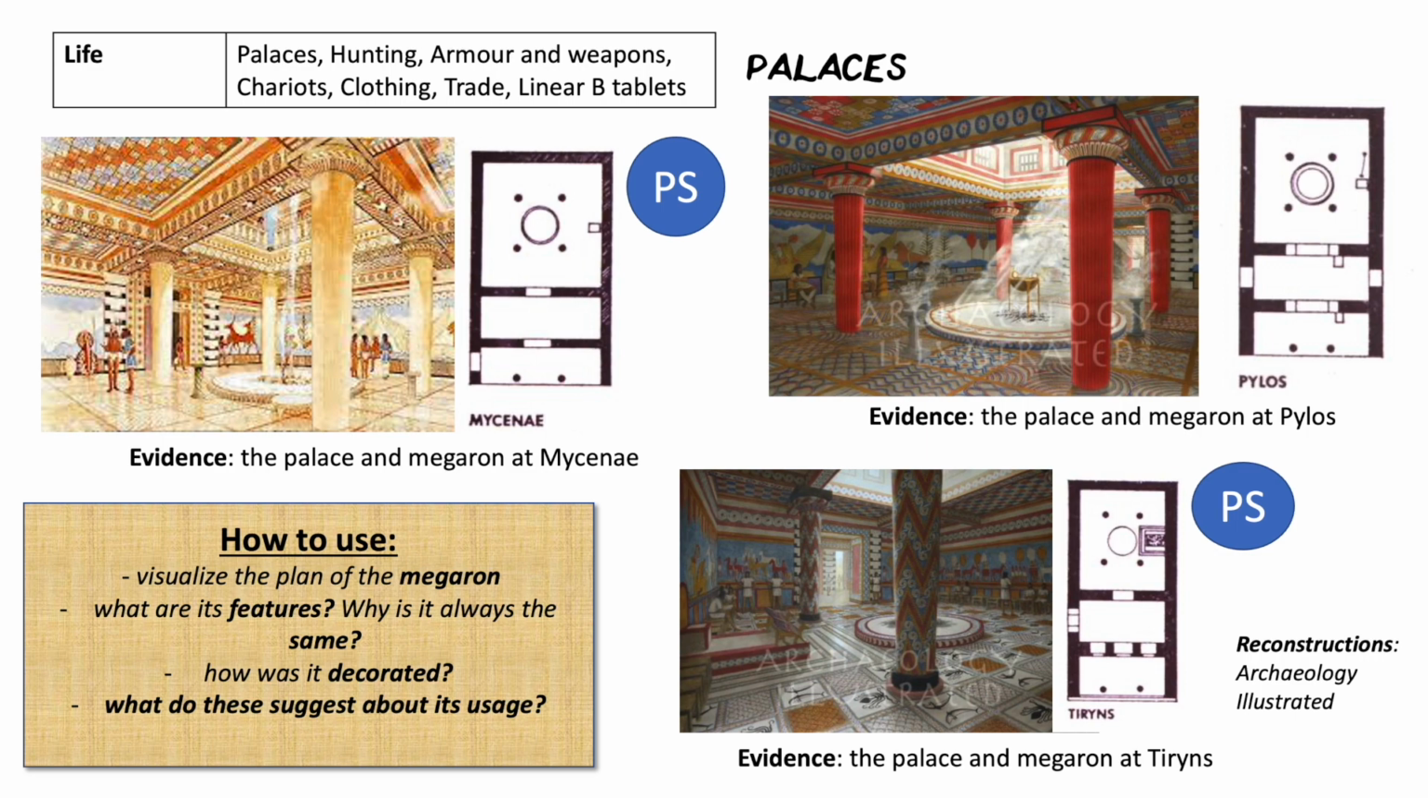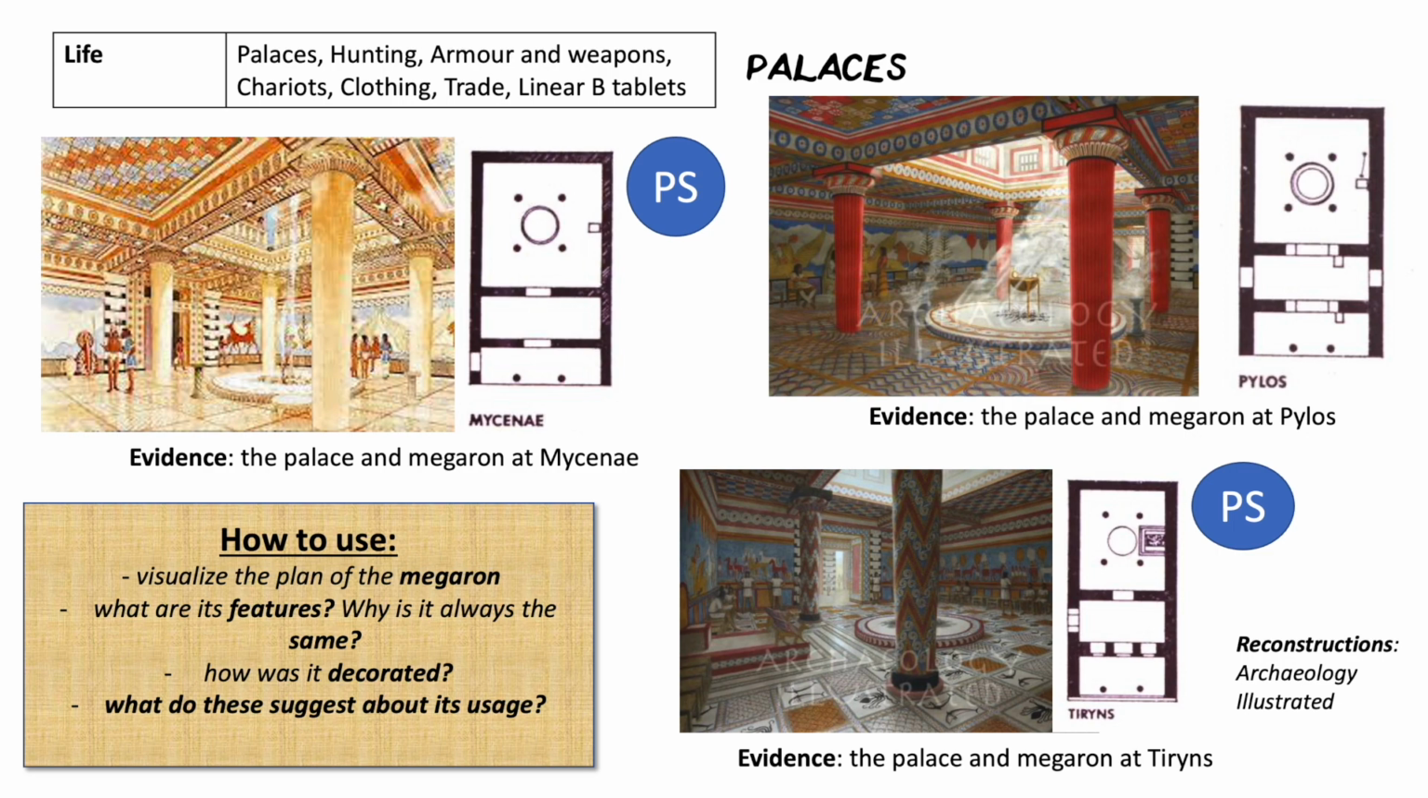Now let's think about why these are always the same. Well, that suggests a link between the people who built these, perhaps influences that have influenced each other, and there's also the idea that this is a really practical design. If we look at it, it does remind us a little bit of early temples in ancient Greece. How were these decorated? Well, again, they're all decorated to impress. Look at those frescoes, look at those patterns, look at that carving.